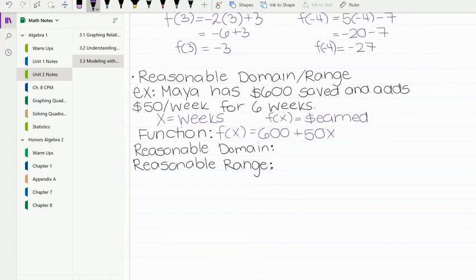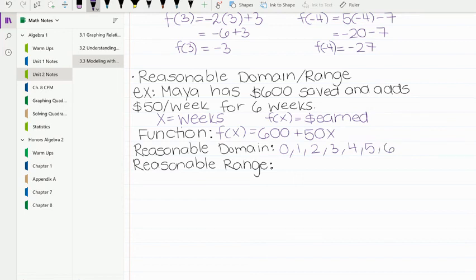So looking at this, the x is the domain, so x represents the amount of weeks. Well, we have a set amount of weeks. She's going to be doing this for 6 weeks. So a reasonable domain, technically at the 0th week, or when she starts, she has $600. And then from there, we have the 1 through 6. And we're just doing whole numbers or positive integers.